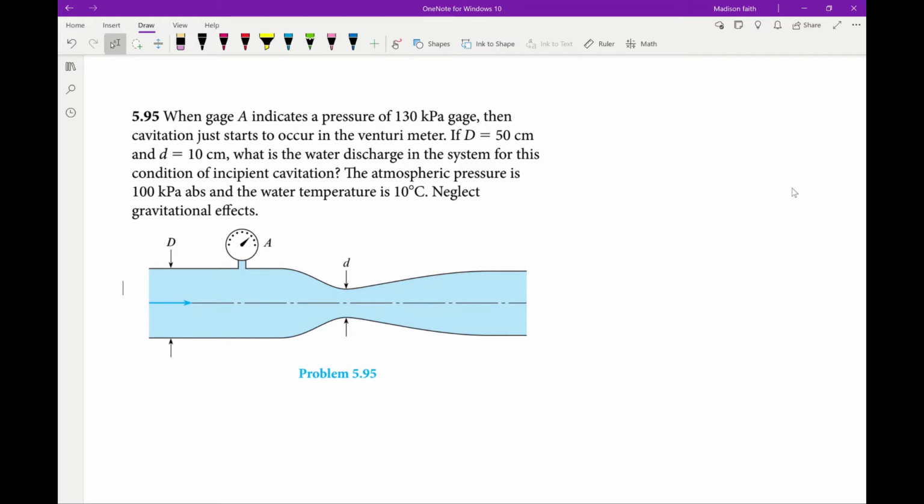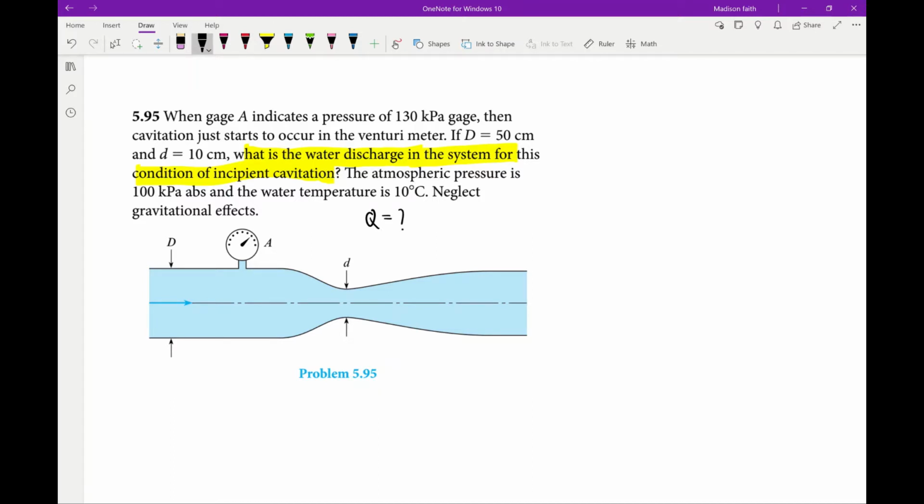So what are we looking for in this problem? Well, this problem is asking us for the water discharge in the system for this condition of incipient cavitation. So we're looking for Q. So Q equals what?